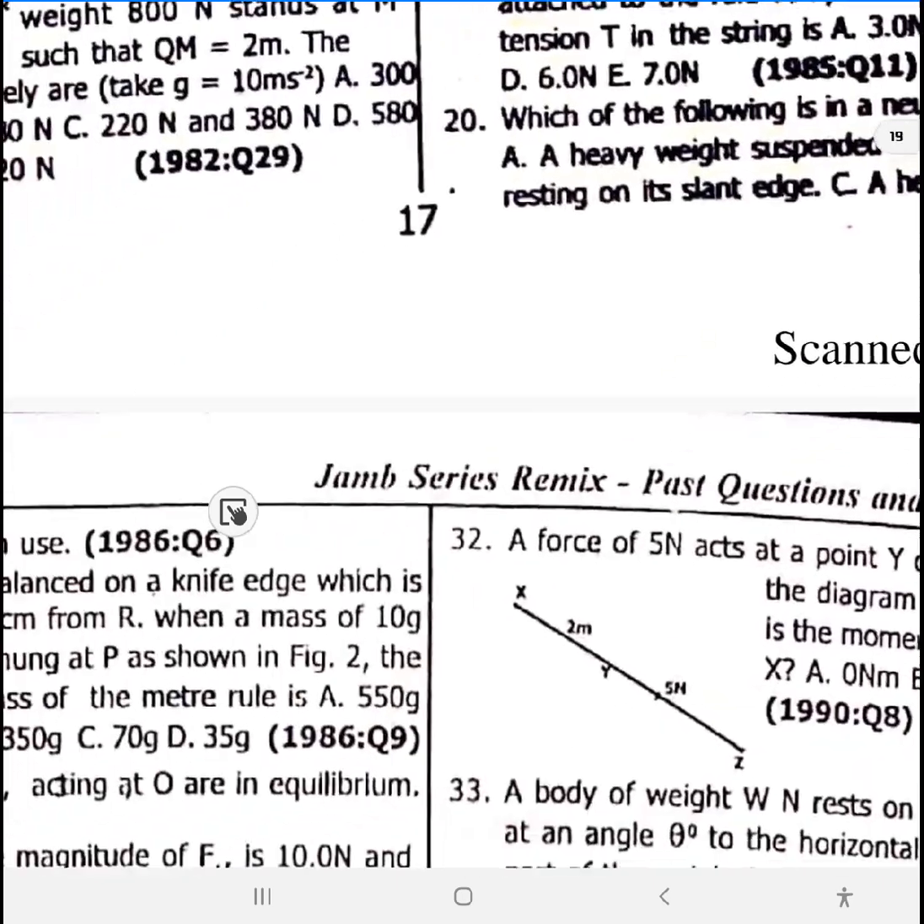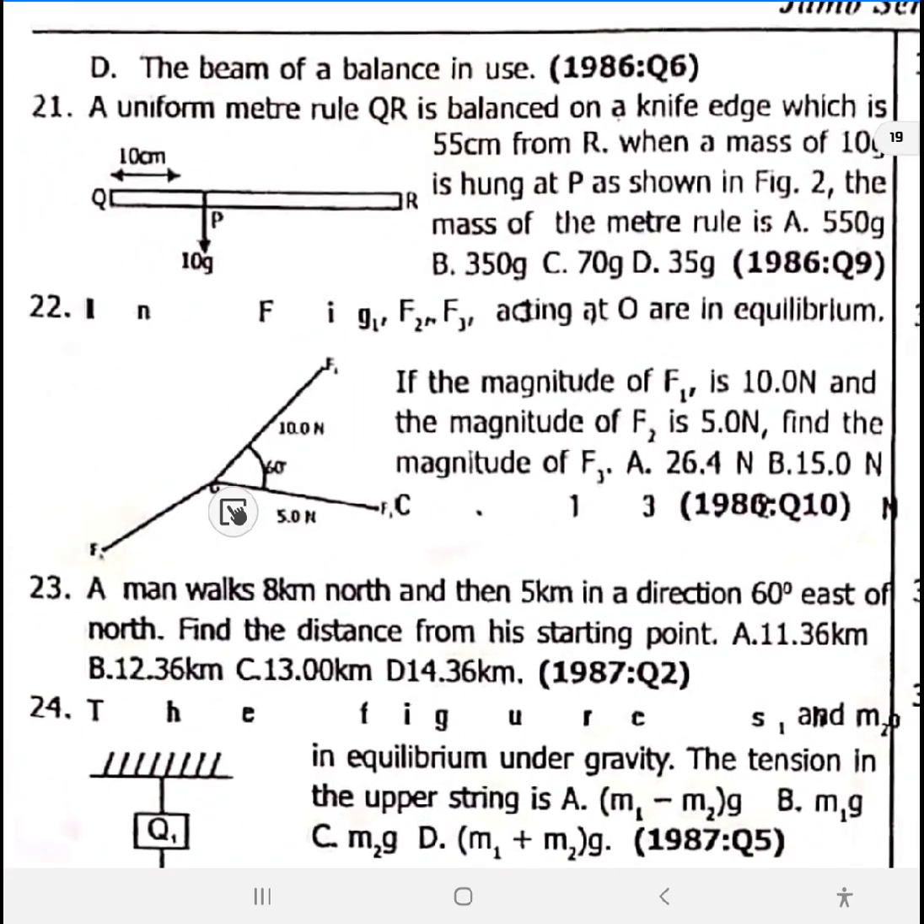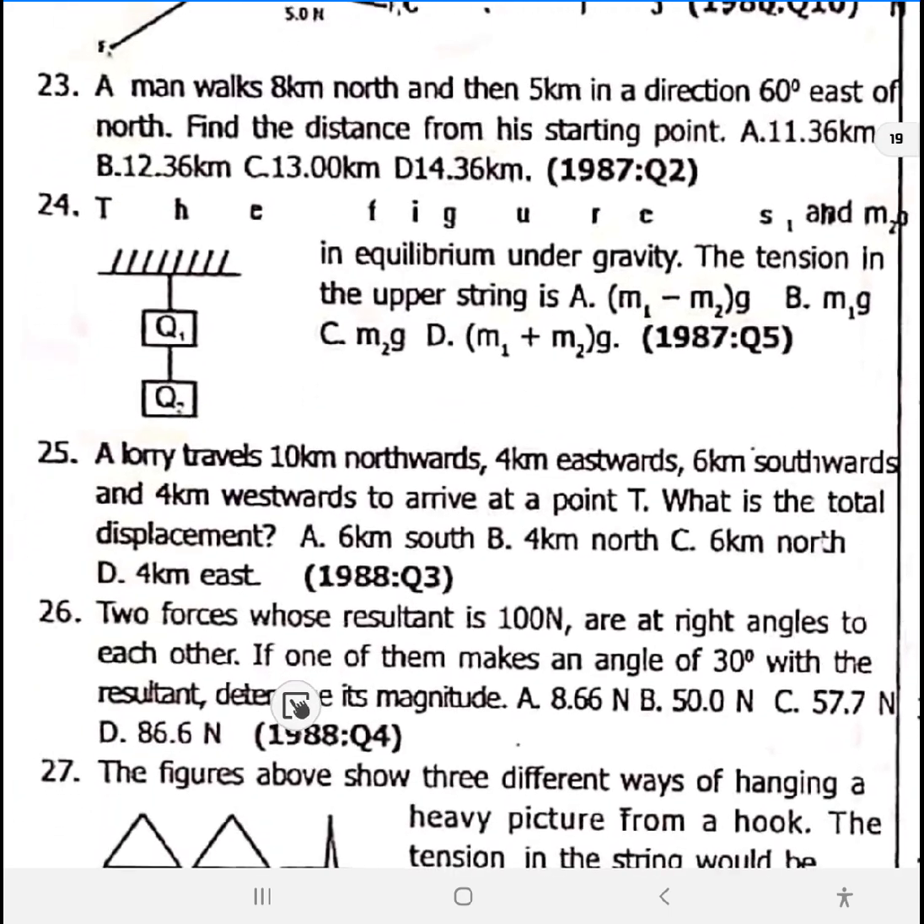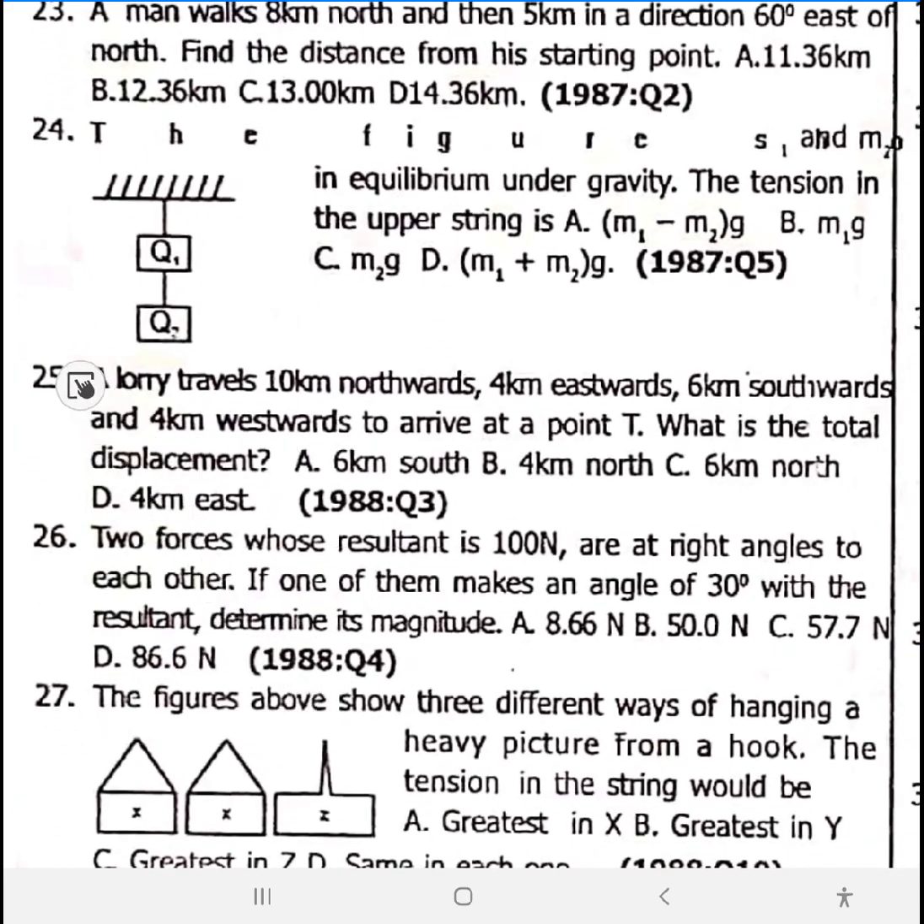Here you see. Skip. For the physics, we have a whole lot of calculations to cover in the next couple, in the shortest time possible. Skip.